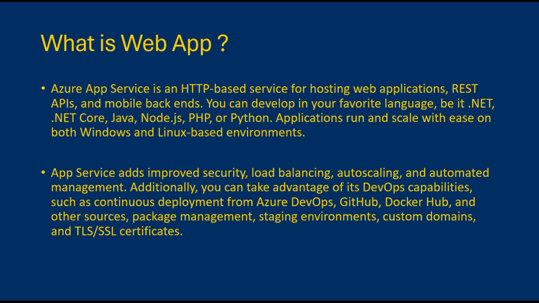App Service adds the power of Microsoft Azure to your application, including improved security, load balancing, auto scaling, and automated management. Additionally, you can take advantage of its DevOps capabilities, such as continuous deployment from Azure DevOps, GitHub, Docker Hub, and other sources, package management, staging environments, custom domains, and TLS SSL certificates.